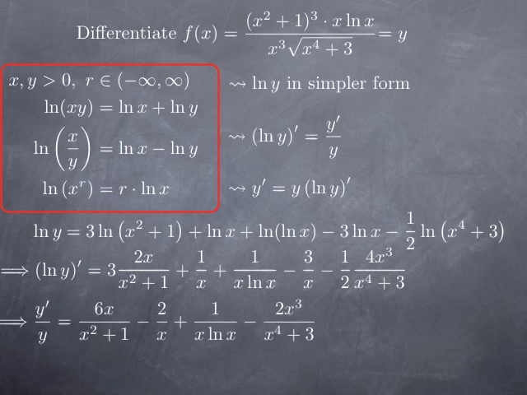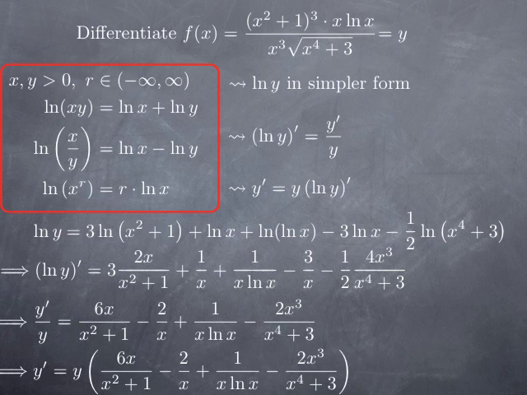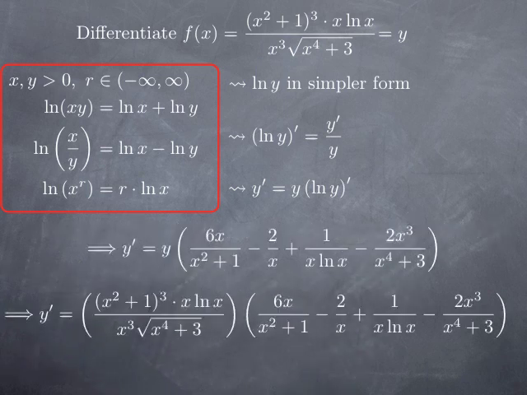So simplifying, we get that the derivative of the natural log of y, which is just y prime over y, is given by this expression: 6x over x squared plus 1 minus 2 over x plus 1 over x ln x minus 2x cubed divided by x to the fourth plus 3. That means that y prime is just y multiplied by this expression. And we just substitute for y its value, and we obtain y prime as a function of x.